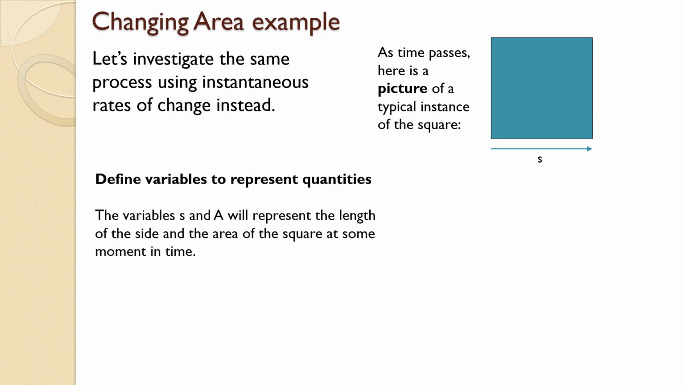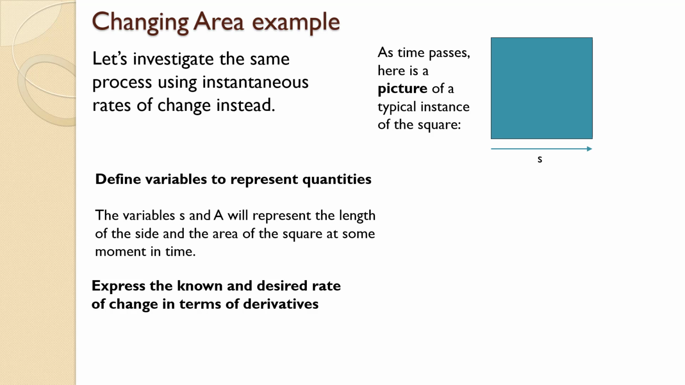Next, let's define some variables to represent the quantities that are changing. We'll say S and A represent the length of the side and the area of the square at just some particular moment in time. Also, we'll now express the known and desired rates of change in terms of derivatives. Now, S and A both are changing in time. So there is a rate of change of S in time. We were told that the side is growing at a rate of 1 inch per second.